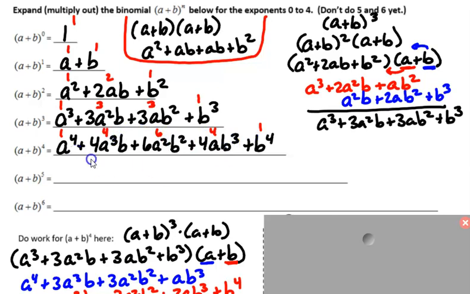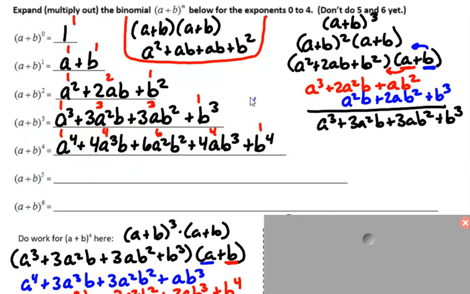No b on the first term, then I have b to the first, b to the second, b to the third, b to the fourth. Notice that the exponents always add up to whatever that exponent is. So 4, 3 plus 1, 2 plus 2, 1 plus 3, 4. Always something to the fourth power.